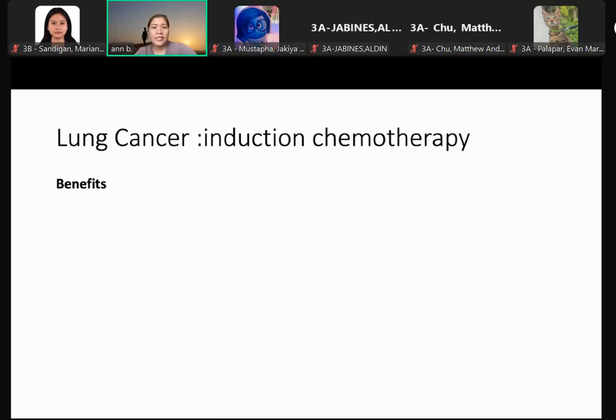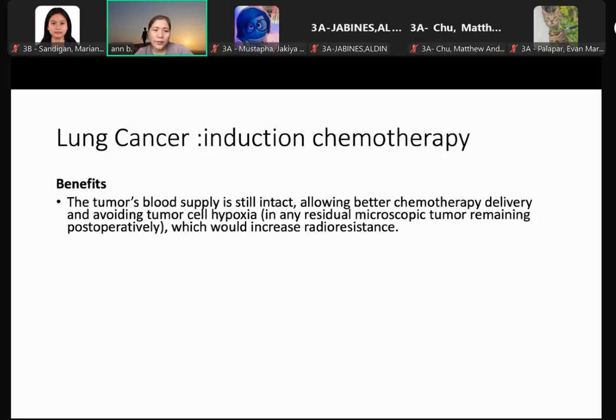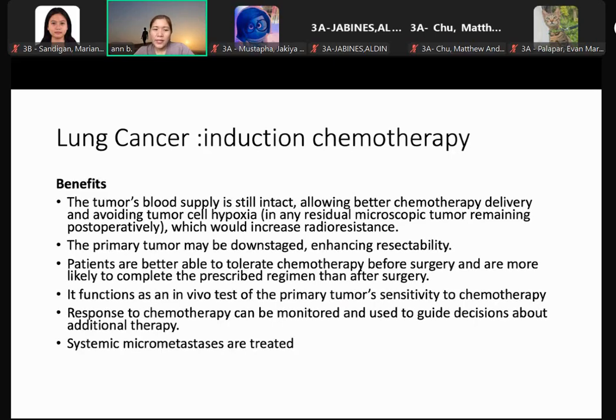So we also have, this is just a nice to know, the induction chemotherapy, the benefits with induction chemotherapy.